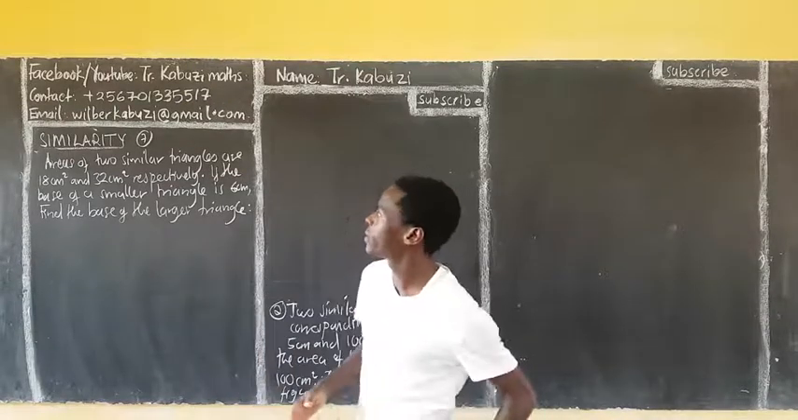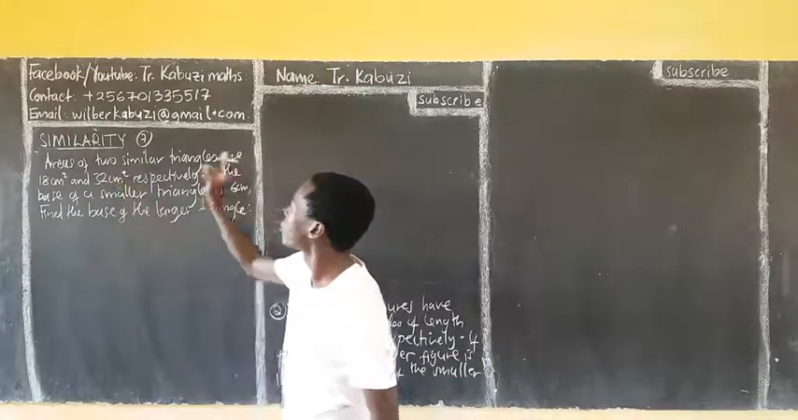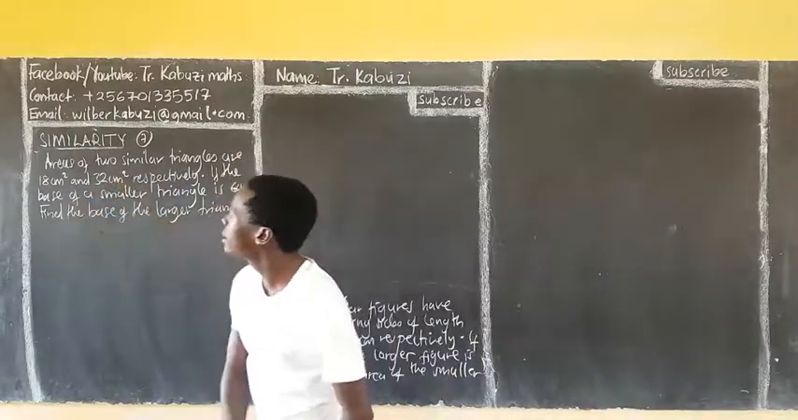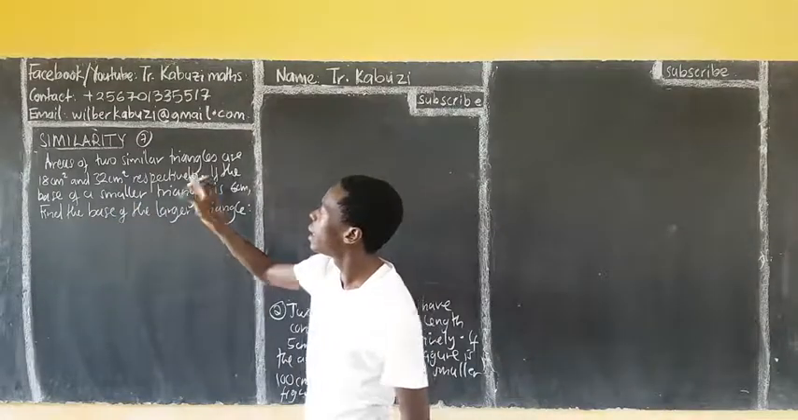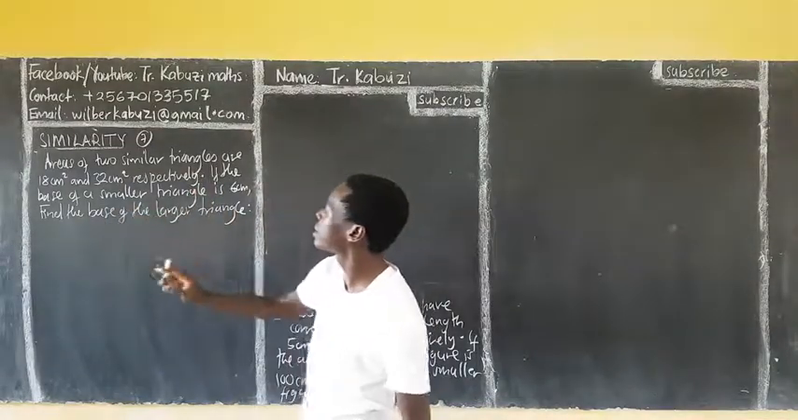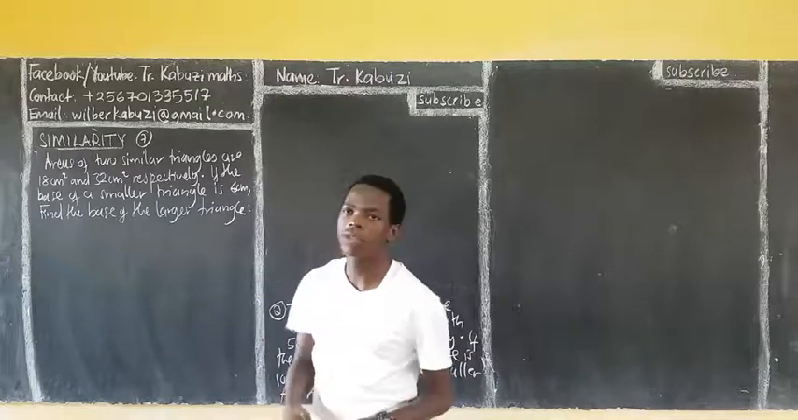Okay, let us go through this question. Areas of two similar triangles are 18 square centimeters and 30 square centimeters respectively. If the base of the small triangle is 6, find the base of the larger triangle.